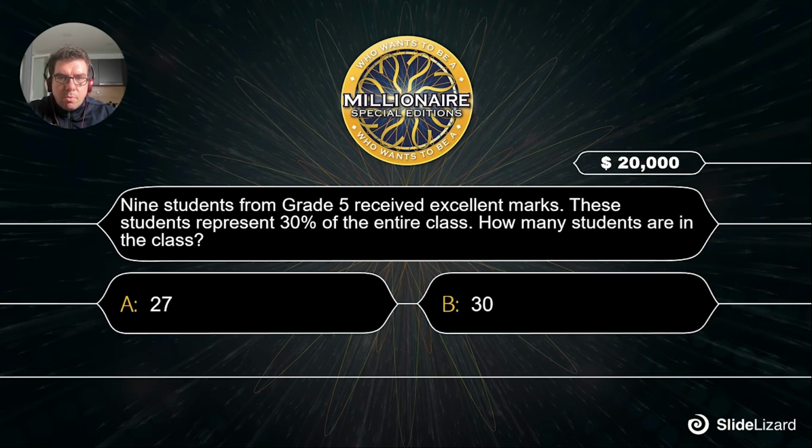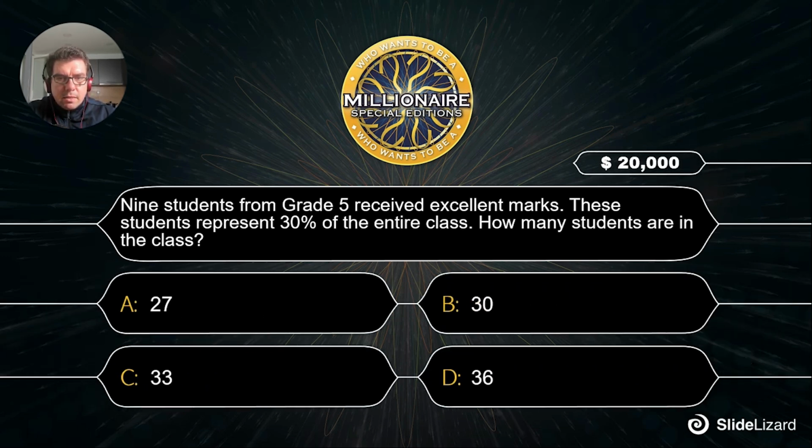Nine students from grade 5 received excellent marks. These students represent 30% of the entire class. How many students are there in the class? 27, 30, 33 or 36? 5 seconds. Think about it and tell me the answer.